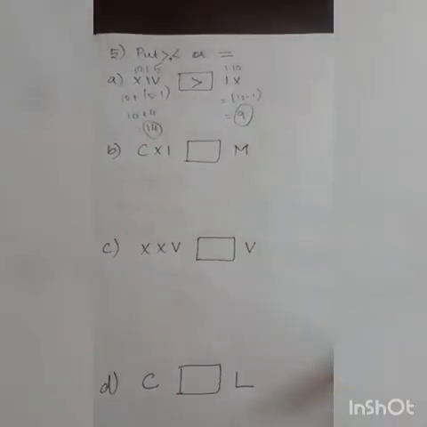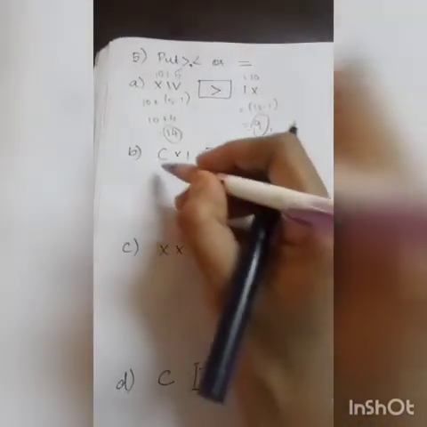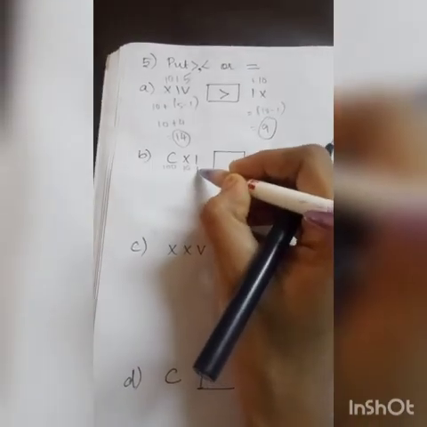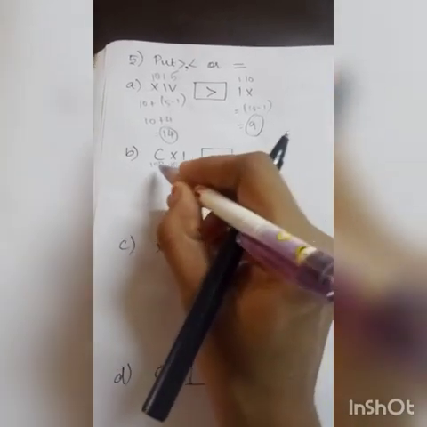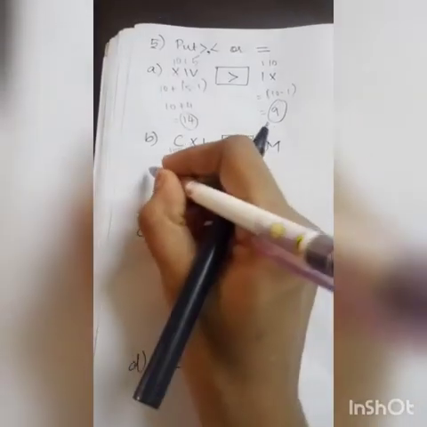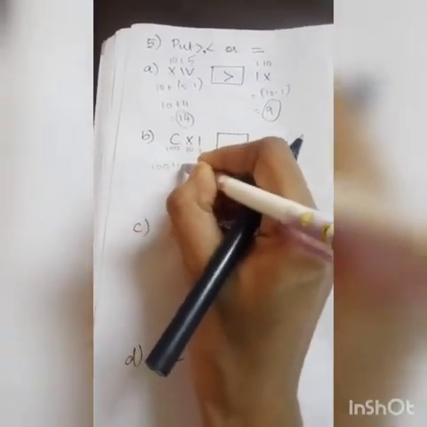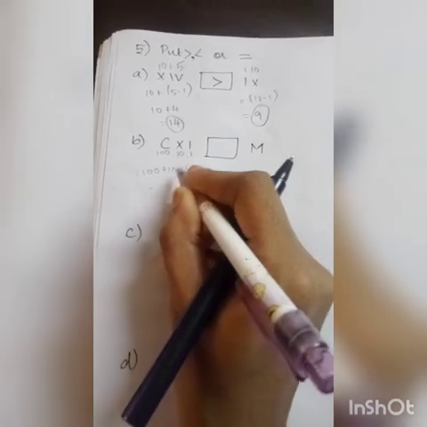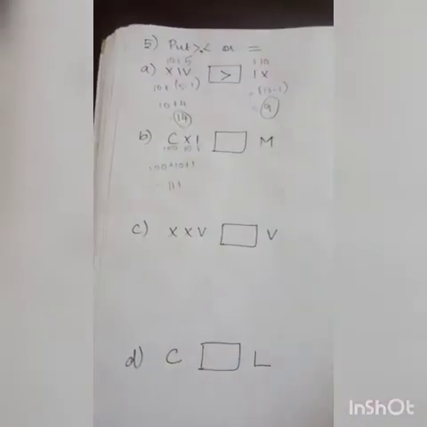Okay. Next, CXI. C stands for what? 100. X stands for 10. I stands for 1. So it is in descending order: greatest, after that next smallest, next smallest. So what you will do? You just add it. 100 plus 10 plus 1. So 100 plus 10 is 110. 110 plus 1 is 111. So the answer is 111.